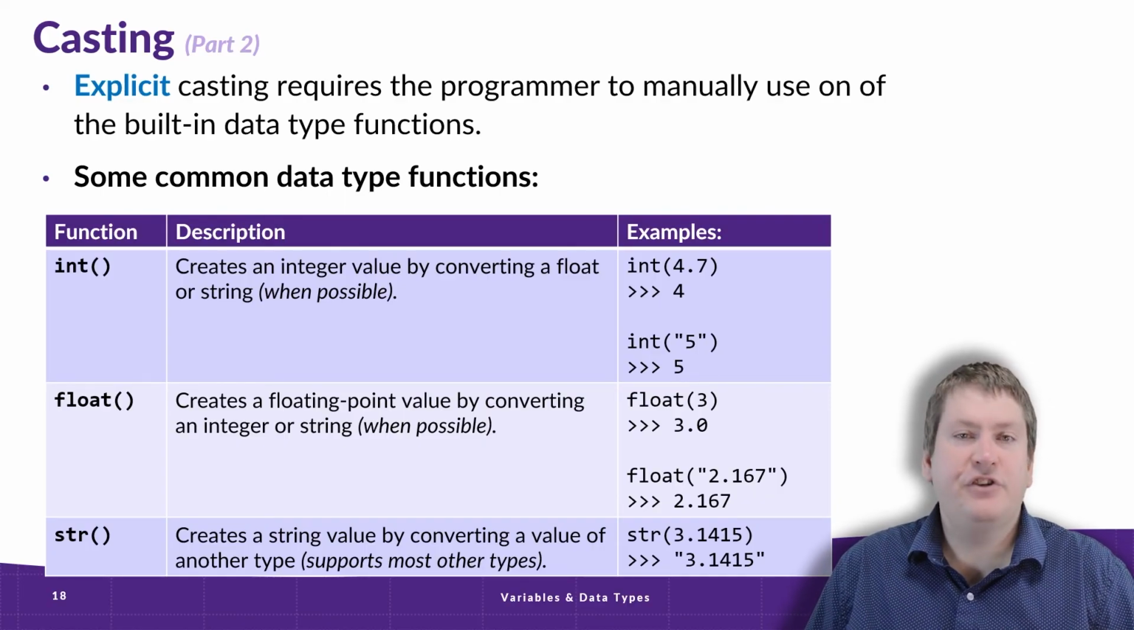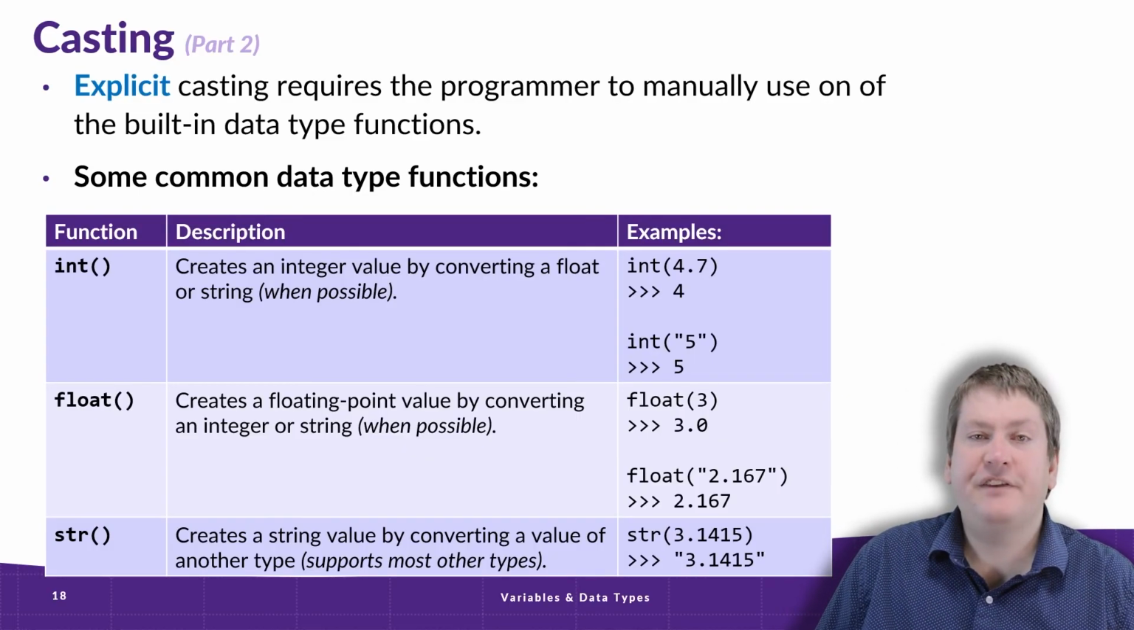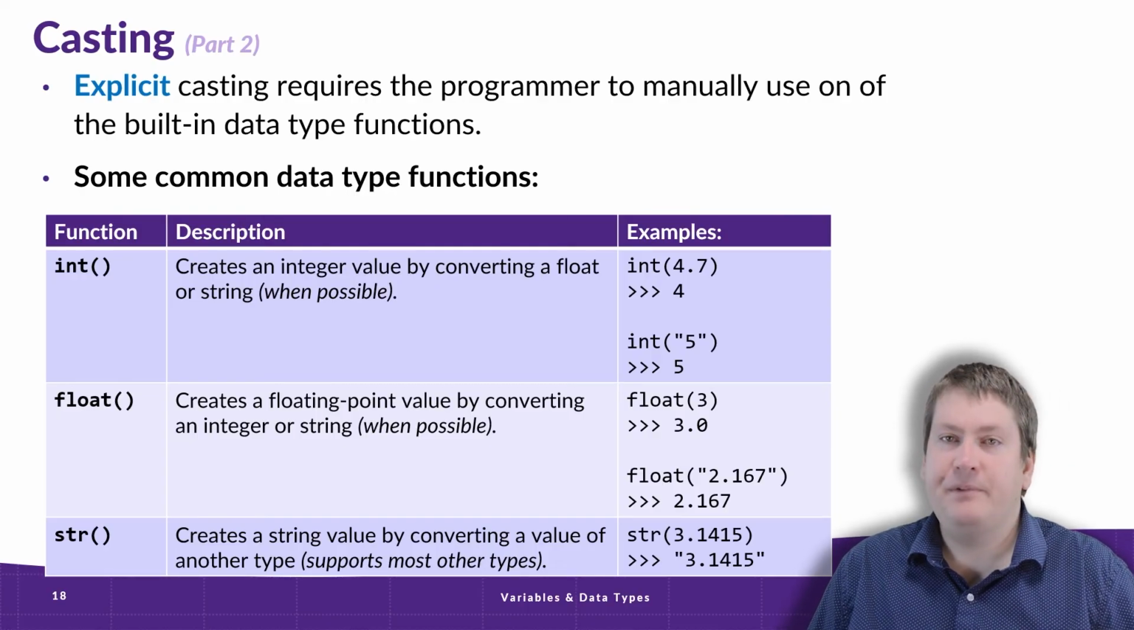Just like with the int function, this string needs to contain a valid value for this to work. So something like cat wouldn't work, but something like 1.35 would. And the last function is the string function, or str function, and this works on most types in Python and converts it to a string value.